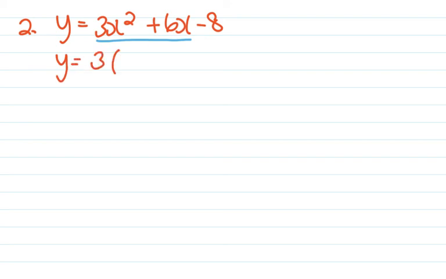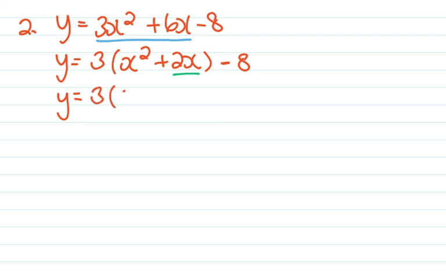So take out the 3. That leaves me with x squared. 6x divided by 3 is 2x. And then leave that negative 8 outside of the bracket. Now I'm going to look at the b value, divide it by 2 and square it. So leave everything else the same.